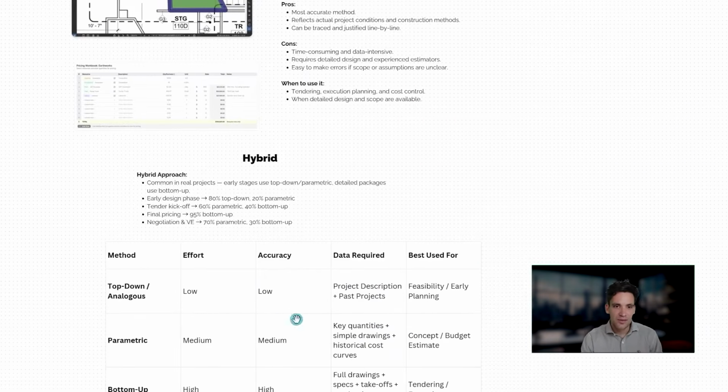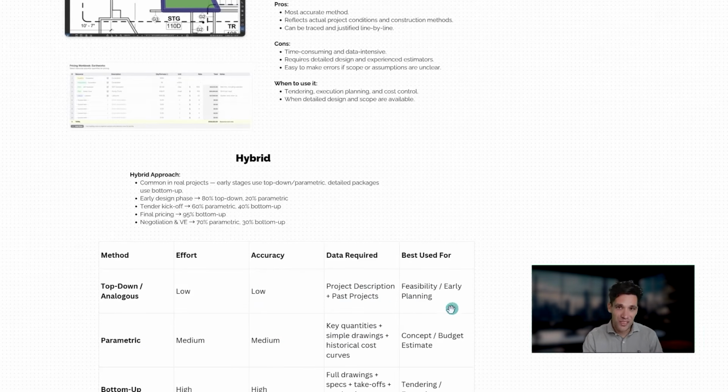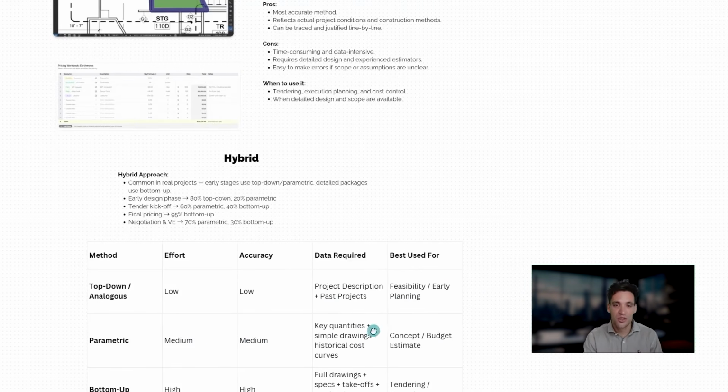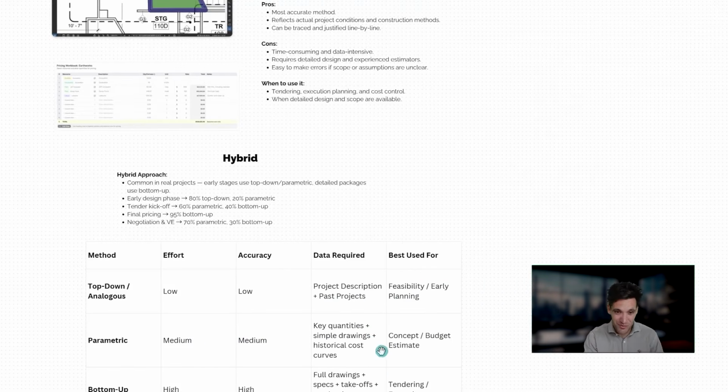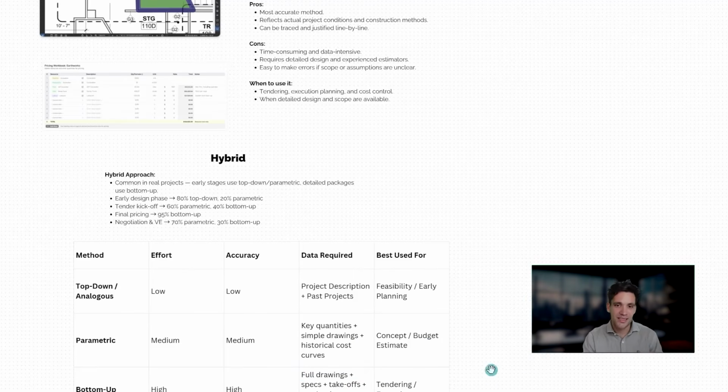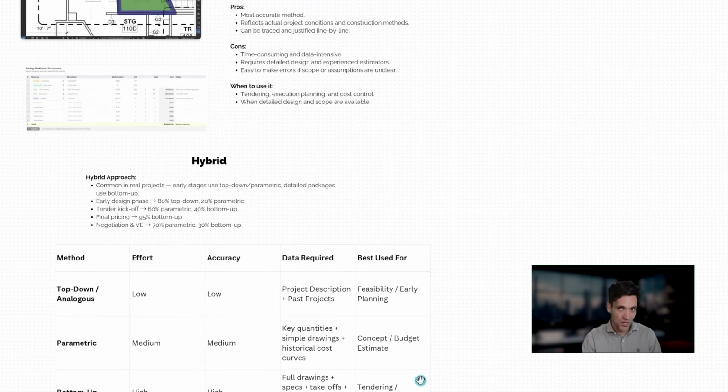So just to briefly summarize, top-down estimates are low effort, low accuracy, but only require a description of the project and past projects. So it should be used in feasibility and early stage planning. Parametric estimate, again, medium effort, medium accuracy. All you need is the key quantities, maybe some simple layout drawings, and historical cost data. It's good for concept and budget estimating. And bottom-up pricing is when you get the full drawings, the specs, quantity takeoffs, production rates, quotes, everything. And then you do this when you're getting ready to sign a lump sum subcontract.